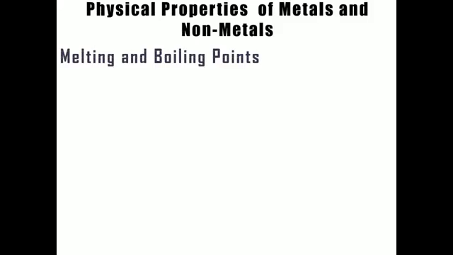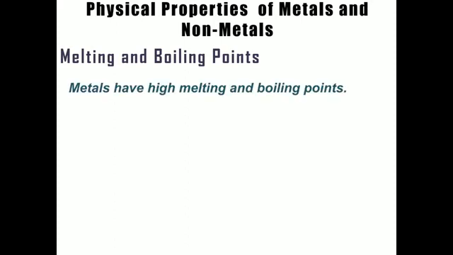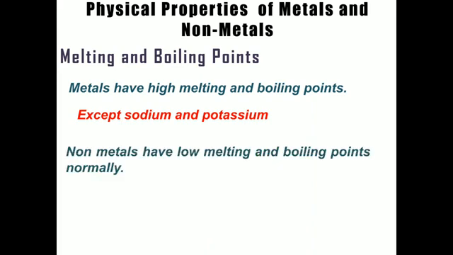One more property is melting and boiling point. Normally metals have high melting and boiling points. But again, sodium and potassium have very low melting and boiling points. So remember, metals generally have high melting and boiling points. At the same time, non-metals have low melting and low boiling points. But the exceptions here are graphite and diamond. Both of them have high melting points and high boiling points. So remember this.